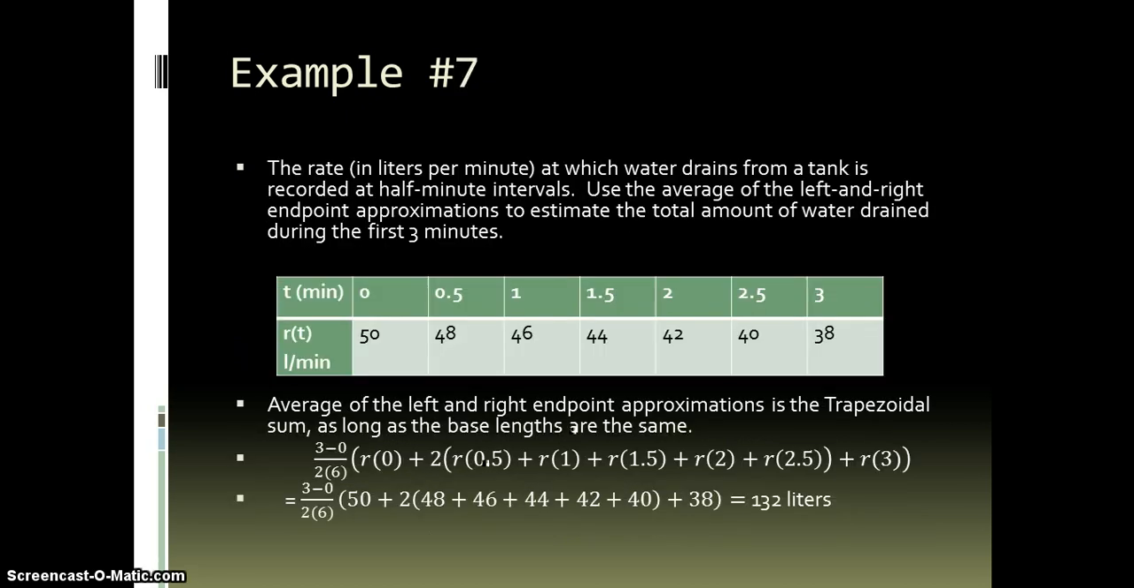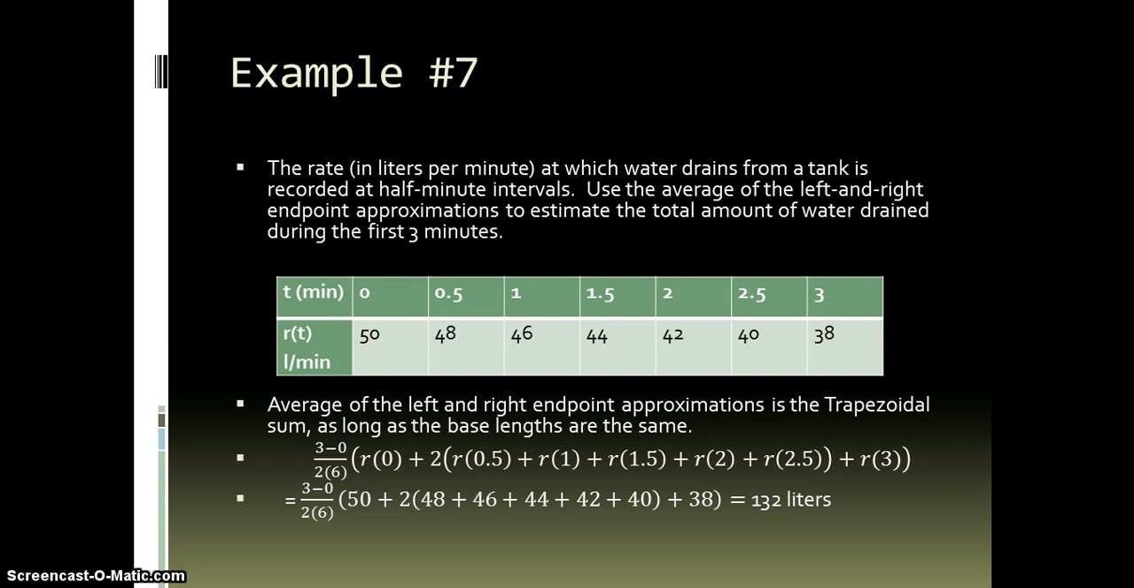Finally, example 7. The rate in liters per minute at which water drains from a tank is recorded at half-minute intervals. Use the average of left and right endpoint approximations to estimate the total amount of water drained during the first 3 minutes. Now, we talked about this when we did the trapezoidal rule reading quiz, which is reading quiz 2. The trapezoidal sum is just the average of our left and our right endpoint approximations, as long as our base lengths are the same and we don't have unusual widths for our trapezoids.